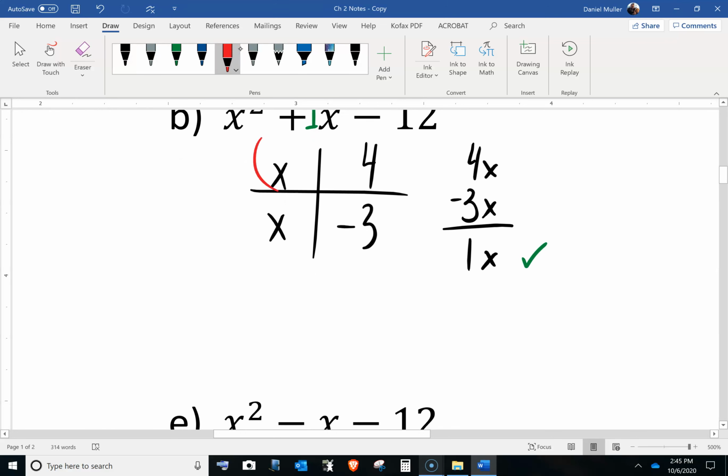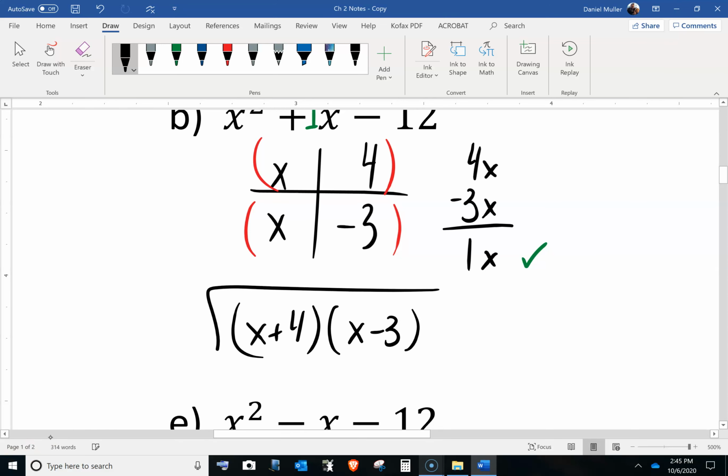So let's take a look here. I got an x plus 4 and an x minus 3. Those are my answers. This is now in factored form. Okay, let's take a look here at one more.